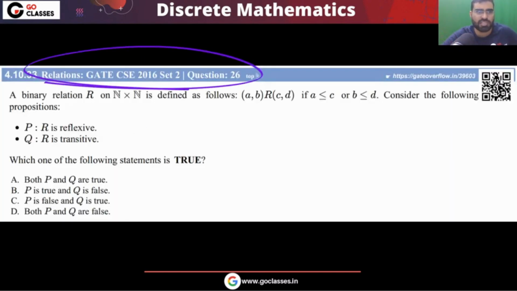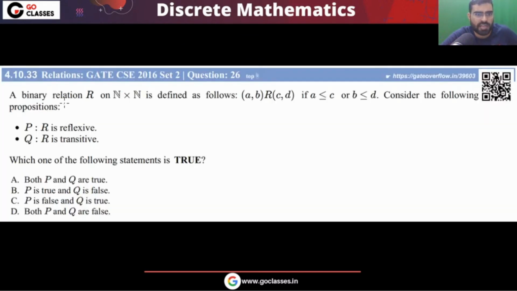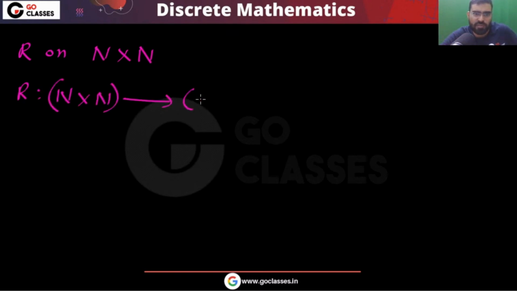Now let's see this question. This is a GATE 2016 question. Can you tell me what is the base set before you solve this question? You have a binary relation R on N cross N. Look at this. What it simply means is that your relation R is on N cross N. It means that elements of N cross N will be related to elements of N cross N. Okay. So this is what is happening.